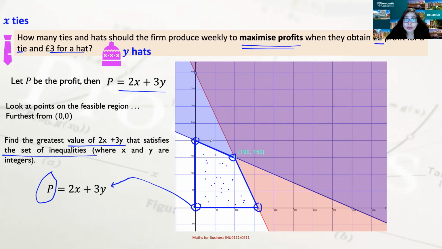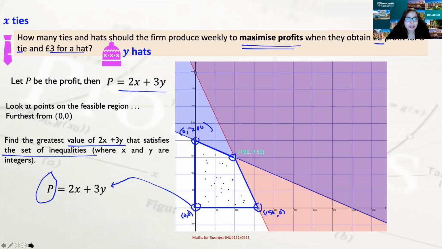Okay, how are we going to do that? What are the corner points? Look for the corner points. (0, 0), and then you have (150, 0), and then you have (100, 150), and then the last one is (0, 200). Okay, these are your 4 corner points.